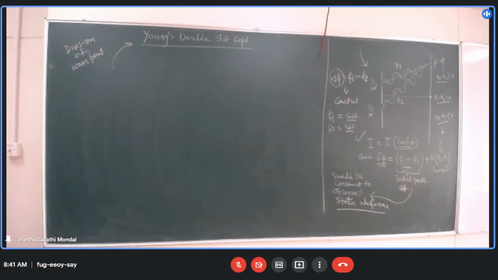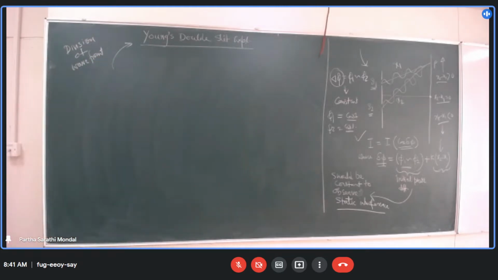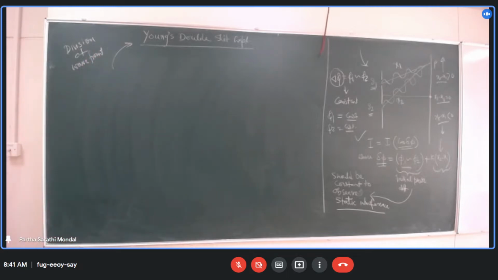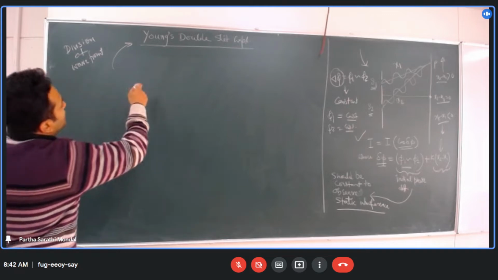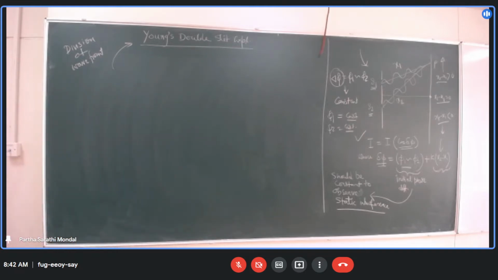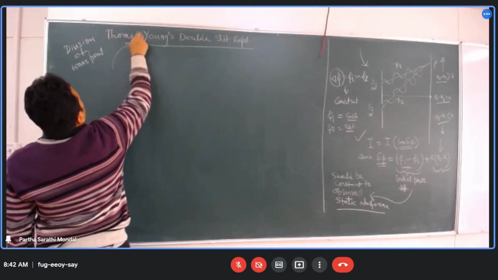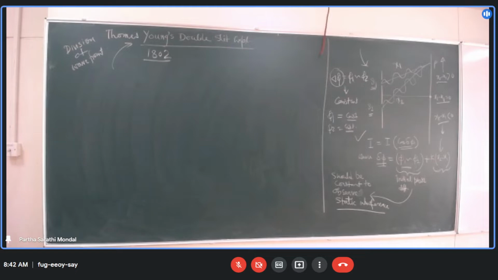There is another example of division. Here we physically divide the wavefront by placing a slit, and we can use that arrangement to create a pair of coherent sources. Let us draw the experimental setup of Young's double slit. It was given by Thomas Young in 1802 to observe the interference pattern very precisely.